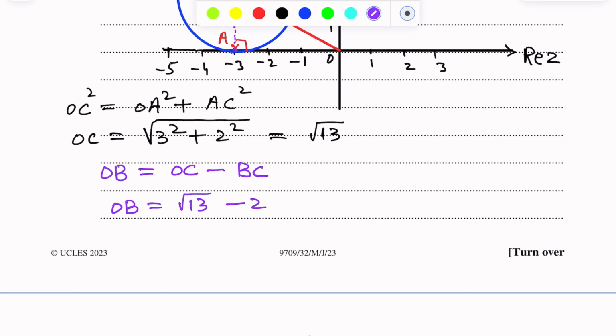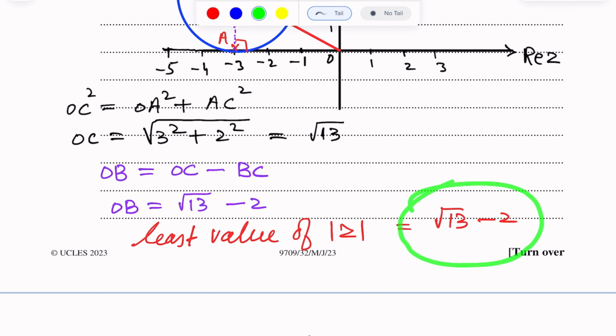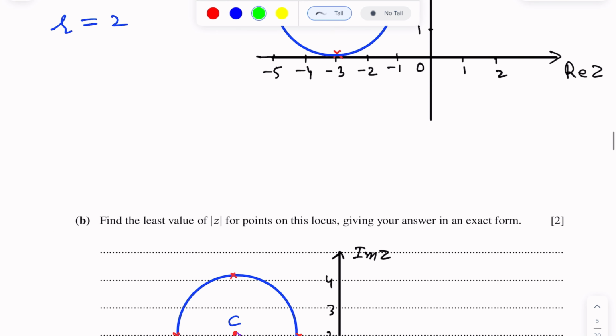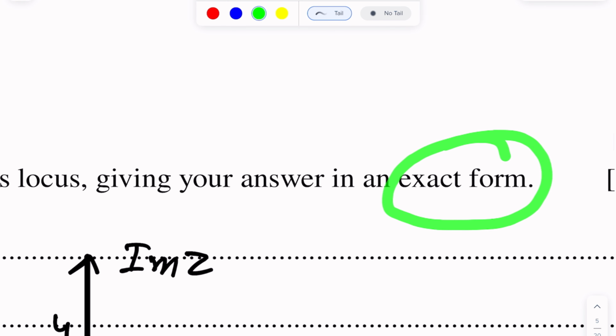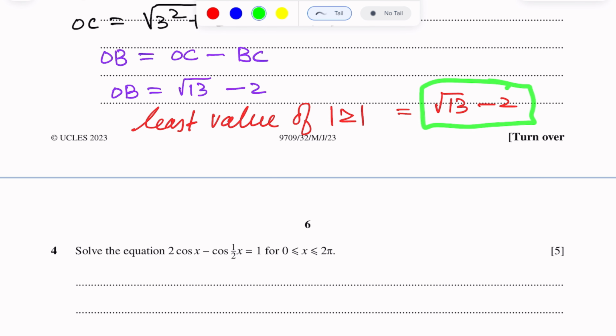So we can write here, least value of modulus of z is equal to root 13 minus 2. This is the answer in exact form. We have to give the answer in exact form, and clearly this form is the exact form of the answer, the least value of modulus of z.